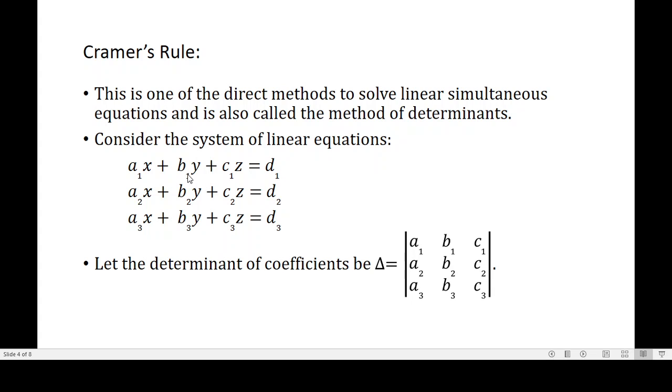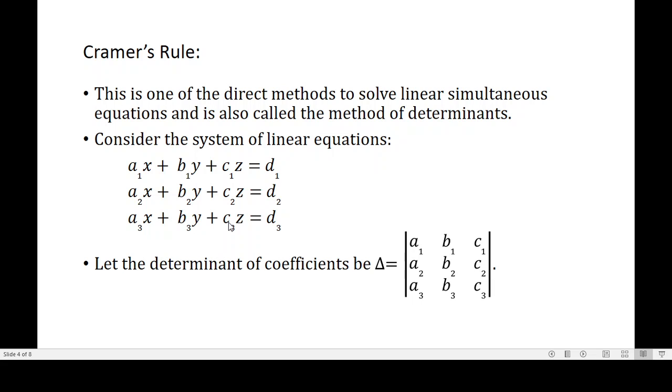Say a1x plus b1y plus c1z is equal to d1, a2x plus b2y plus c2z is equal to d2, a3x plus b3y plus c3z is equal to d3. So we have three equations in three unknowns x, y, z. In order to use Cramer's rule, we write the coefficient matrix first, that is a1, b1, c1, a2, b2, c2, a3, b3, c3.